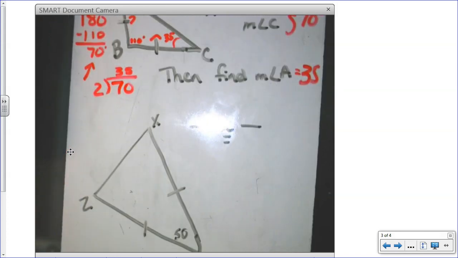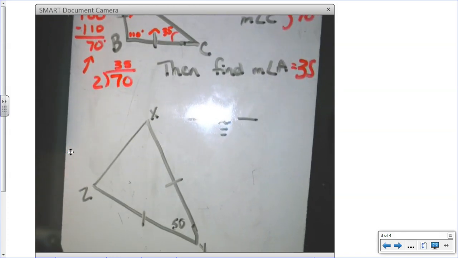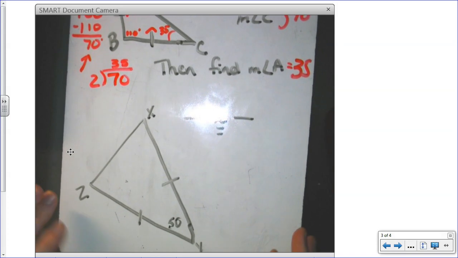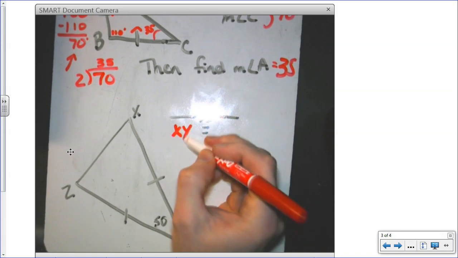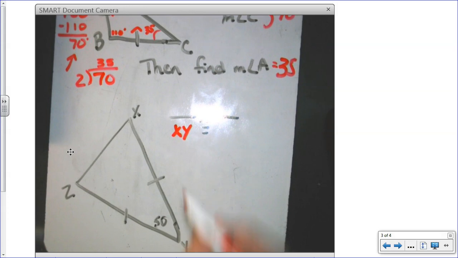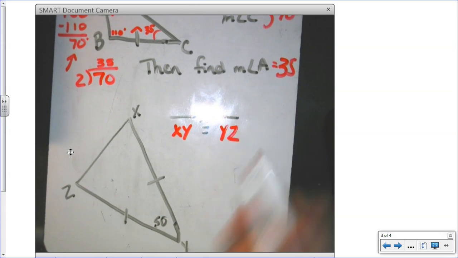Over here, we have triangle XYZ, and we have some information. We just have to fill in some blanks up here. So we have some segment is congruent to some other segment. What two segments are congruent on this triangle? Let's take a look at where those congruency marks are. So I have segment XY has a congruency mark on it, and I have segment YZ has a congruency mark on it. So those are the two congruent segments.